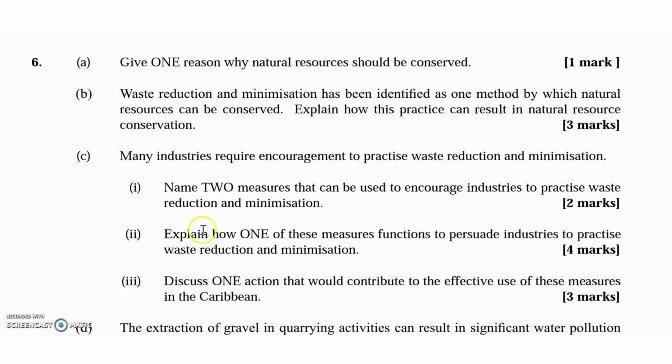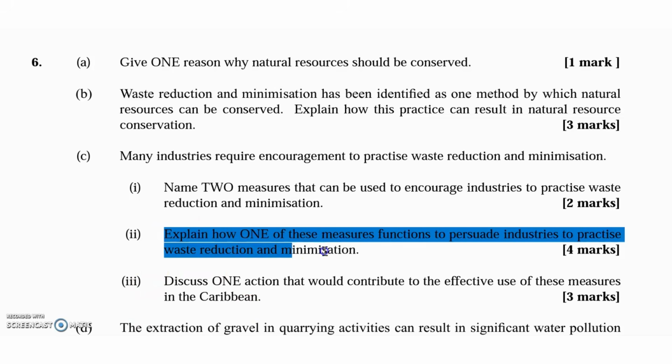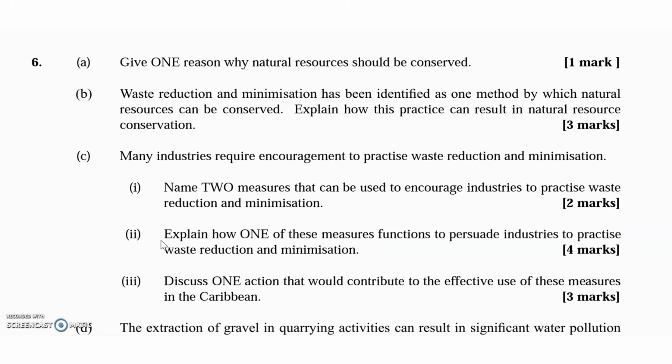Now, see part 2. Explain how one of these measures functions to persuade industries to practice waste minimization and waste reduction. Now, I'm going to talk about both of them for a minute, right? Tax break incentives, in terms of having a functioning effect in persuading industries, we must understand every single industry is in fact associated with, or gravitates towards, some level of conservation, right, where they are in fact trying to minimize expenses.